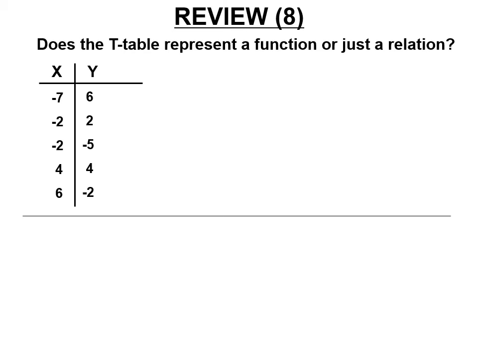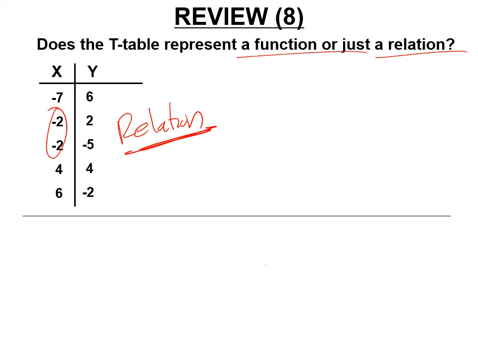Okay, so to find out if something's a function or a relation, you look for duplicates in the domain. If you don't see any duplicates, you're a function. Unfortunately, I do. So that means this is just a relation. Because what that means is when you go to -2, 2 and -2, -5, there are duplicates in the domain. X can give you two different values. You also can tell from the graph because they're right on top of each other.